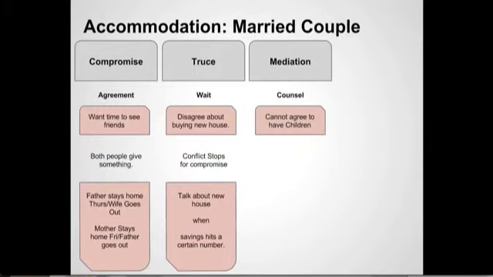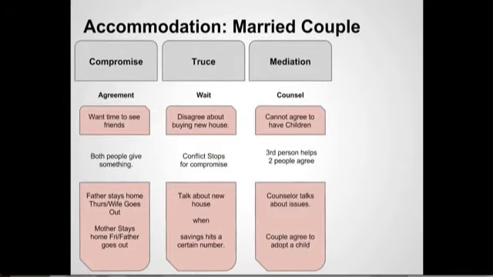Mediation. Let's say the married couple cannot agree to have children. They need counseling. So they bring in a third person to help them agree. So the counselor talks about the issues and finds out that the wife doesn't want the child because she doesn't want to lose her body the way it is. Of course, the father does want the child. Through negotiation and talking with the three people, they decide that the couple will agree to adopt a child, and both can get what they want.